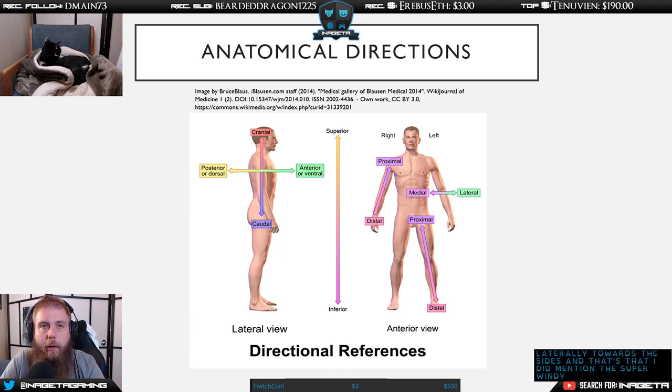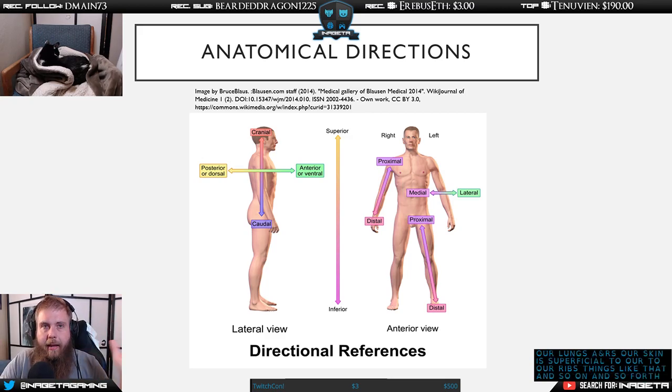I did mention superficial and deep. I don't have a diagram to go with that, but superficial and deep, deep obviously means like towards the center of the body, like deep into the body, and superficial is going to be more towards the skin or the outside of the body. So our lungs are more superficial than our hearts. So you'd say the lungs are superficial to the heart. Our heart is deep to the lungs. Our rib cage is superficial to our lungs, and our skin is superficial to our ribs, things like that, and so on and so forth.